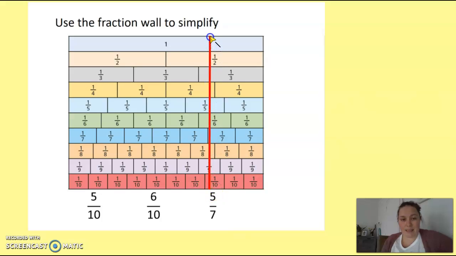Okay, and I will see that nothing is the same as 5/7. There's no other things that line up. And the reason is 5/7 can't be simplified. It is at its smallest level because there's nothing I can divide both of those numbers by. They don't have any similar factors.